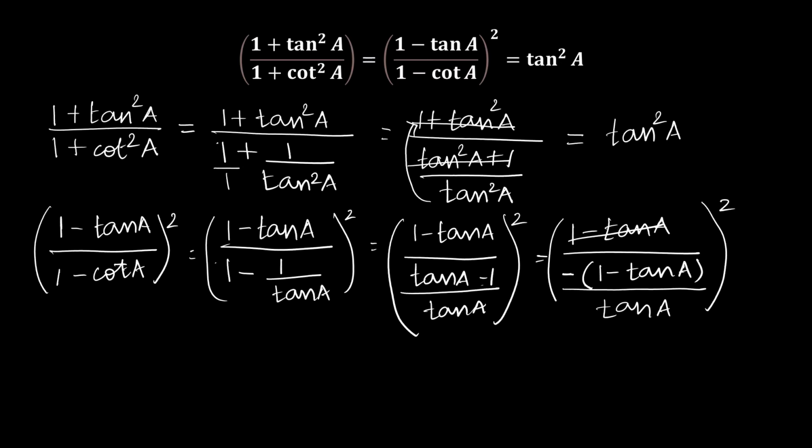See here, this 1 − tan A and this 1 − tan A will get cancelled, and this tan A will move to the numerator as (−tan A) the whole square. When you multiply −tan A into −tan A, you will get plus tan²A. Hence proved. So the first one, (1 + tan²A)/(1 + cot²A), is proved equal to tan²A, and like that, ((1 − tan A)/(1 − cot A))² is also proved equal to tan²A. Hence the proof is over.